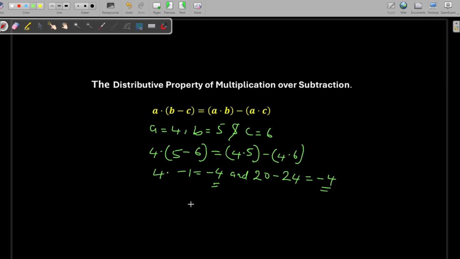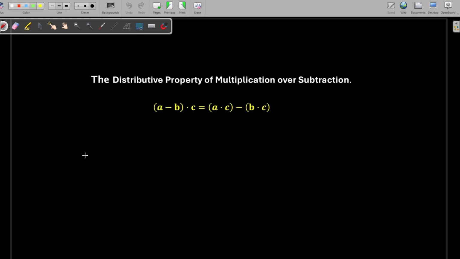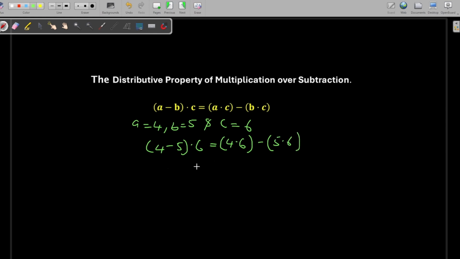Let's see what happens from the right hand side. From the right hand side, as you can see, multiplication is distributive over subtraction from the right hand side as well. So for example, if we have A to be 4 and B to be 5 and C to be 6. So we have (A is 4 minus B is 5) multiplied by C which is 6, we said is equal to (A, 4, multiplied by C, which is 6) minus (B, 5, multiplied by 6). We close the bracket. So let's simplify the parenthesis on the left hand side first.